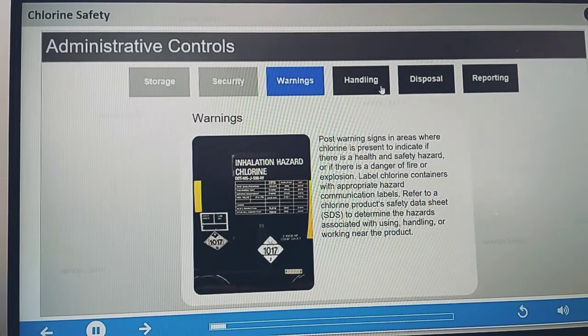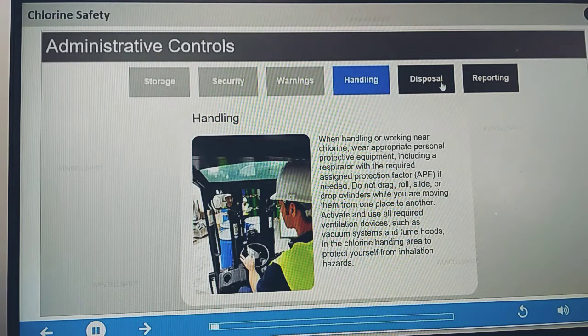Post warning signs in areas where chlorine is present to indicate if there is a health and safety hazard or if there is a danger of fire or explosion. Label chlorine containers with appropriate hazard communication labels. Refer to a chlorine product safety data sheet or SDS to determine the hazards associated with using, handling, or working near the product. When handling or working near chlorine, wear appropriate personal protective equipment, including a respirator with the required assigned protection factor, or APF if needed.